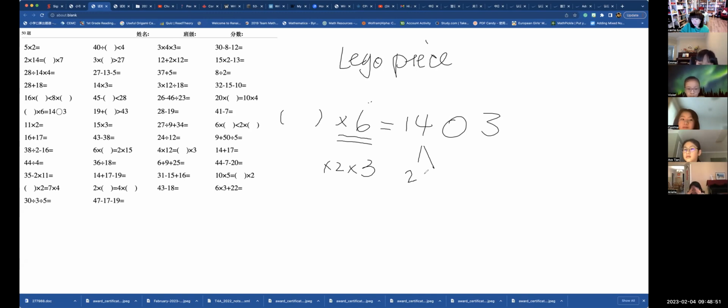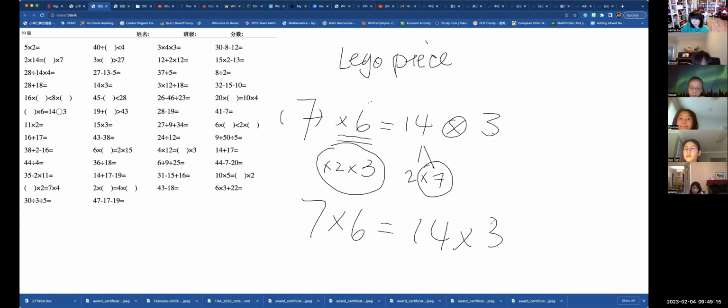2 times 7. Get it? Okay, so now you're going to see on the left, we have times 2 times 3. So here, if I collect it with times 2 times 3, what is the part that is showing up on the right but didn't show on the left? 7. So we're done. 7 times 6 equals 14 times 3.